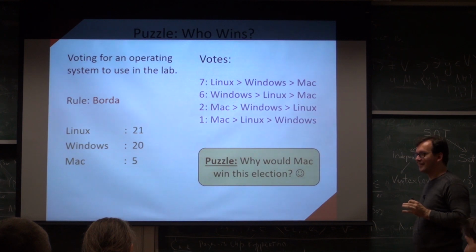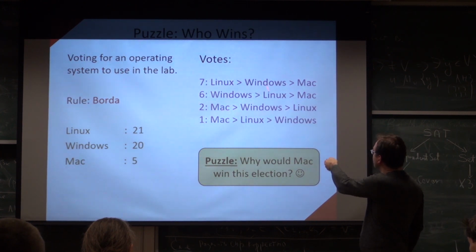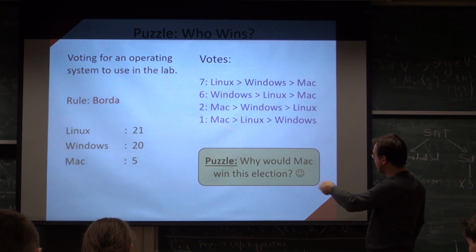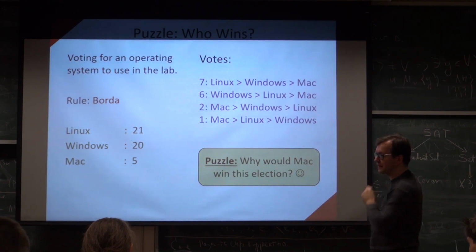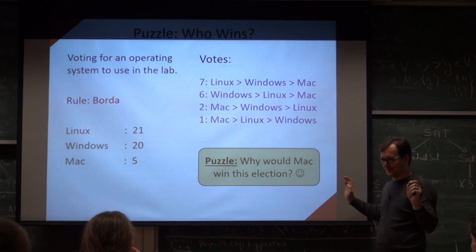So can you recall what Borda is? Yeah, so Borda puts 0 points here, 1 point on the second, 2 points on the first. So if they cast exactly these votes, Linux would win with 21 points, Windows would get 20 points, Mac would have 5 points. Of course, they were allowed to cast whatever votes they wanted.